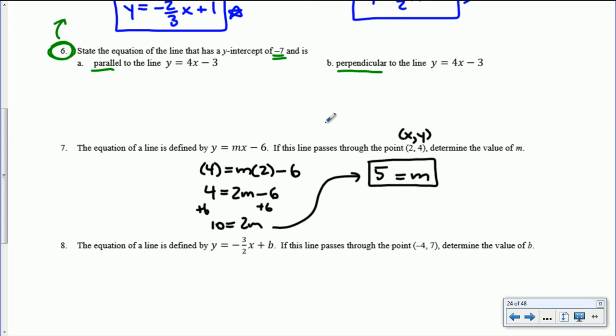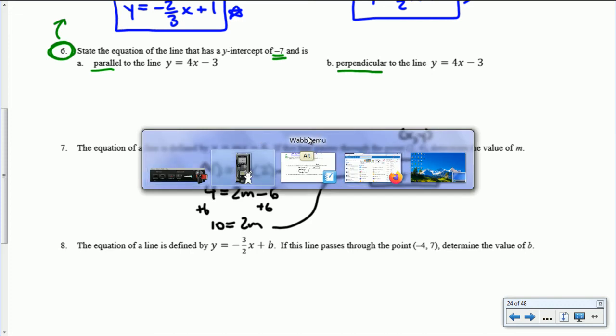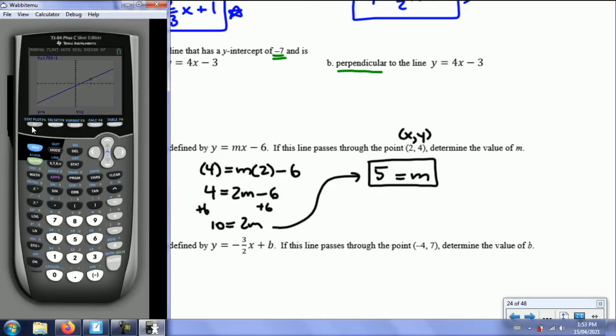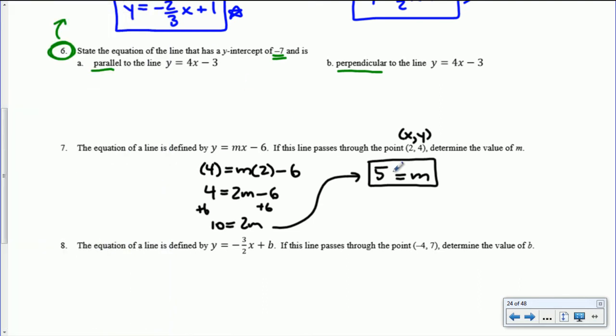And you can confirm that, I guess, in a graphing calculator, might as well. So let's see. So I'm going to type y1 equals 5x minus 6. Let's graph that. Okay, there we go. And we want to see that it passes through 2, 4. So let's try. Value when x is 2, y should be 4, and it is. Good. So, confirmed.